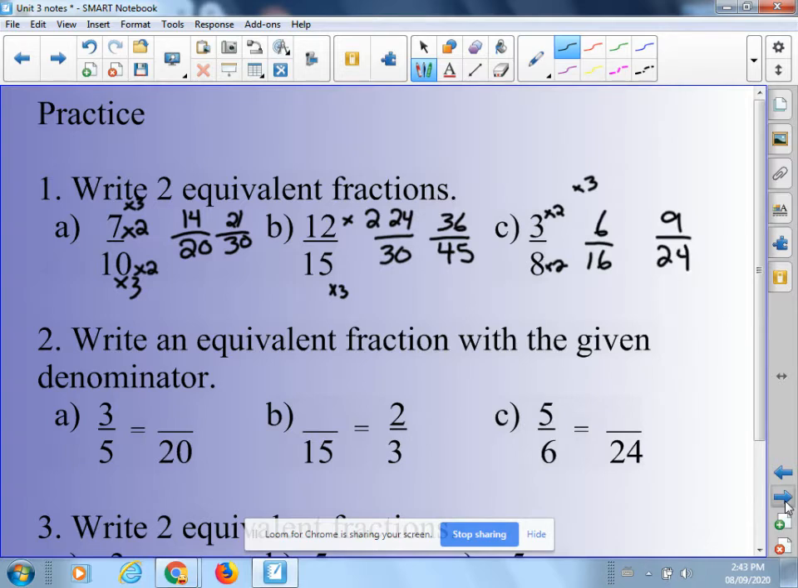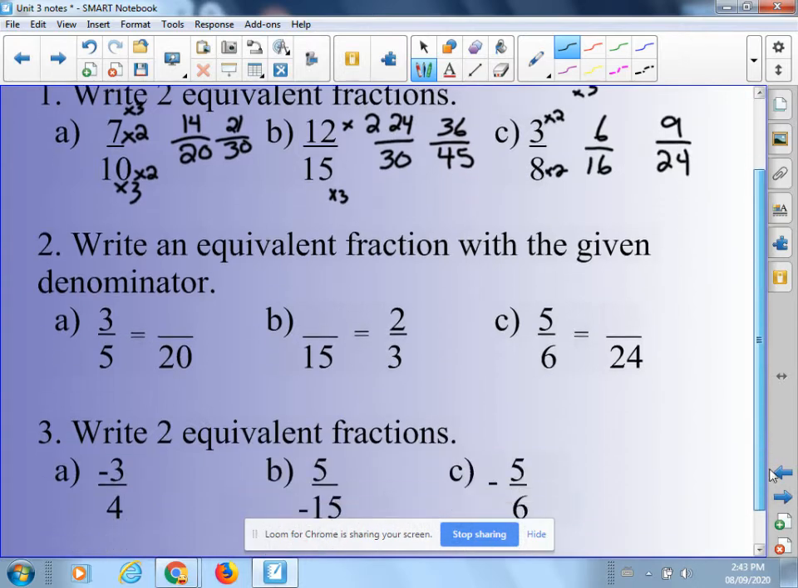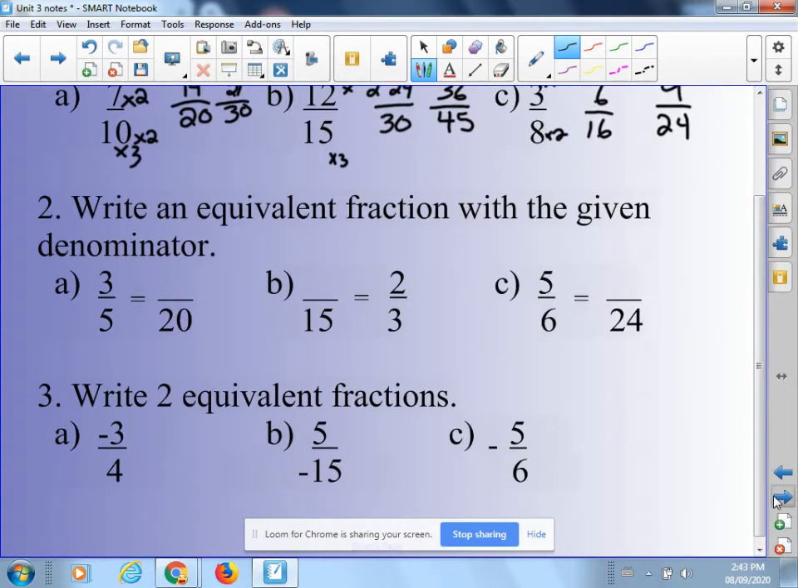Question 2 here, write an equivalent fraction with a given denominator. So sometimes you're going to see questions where they're giving you what they want the other fraction, or at least part of what they want the other fraction to be. If you are doing that kind of question, you need to ask yourself, how many times did it go into the new number you're trying to get? So if I'm going from 5 to 20, how many times did I count by 5 to get 20? So 5, 10, 15, 20. I multiplied it by 4.